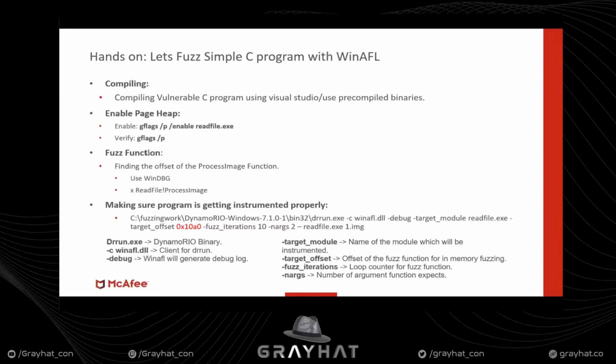After that, we will see how to use WinDBG to find the offset of the process image function, that is the offset of the first function. And then we will see how to run WinAFL in debug mode to make sure that it is working properly and can fuzz our program. So let's move on to hands-on now.